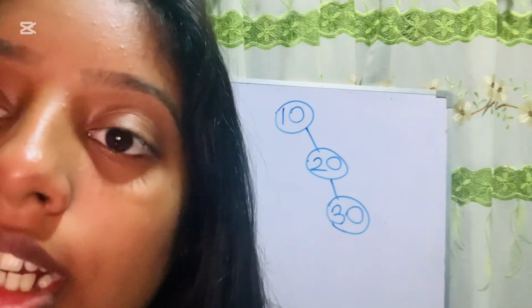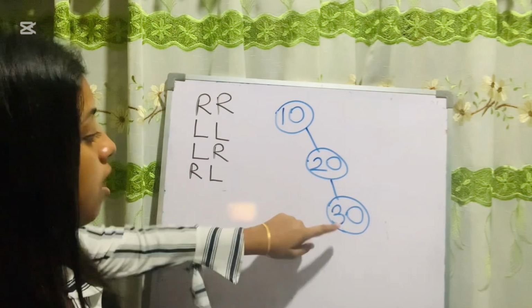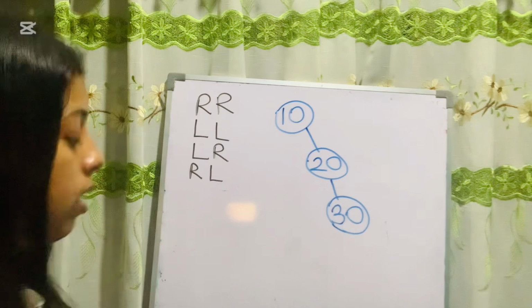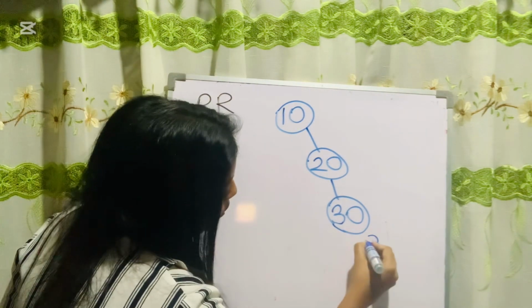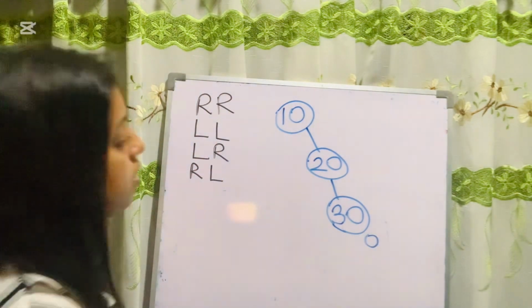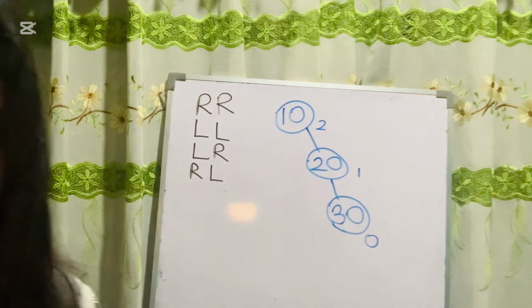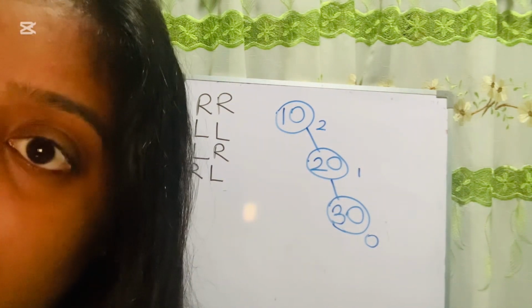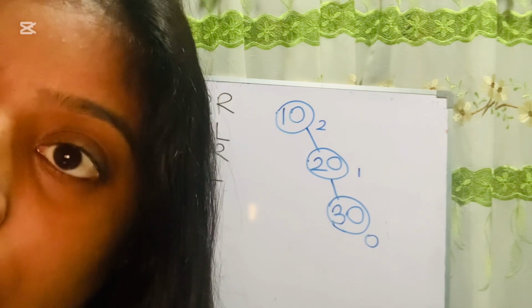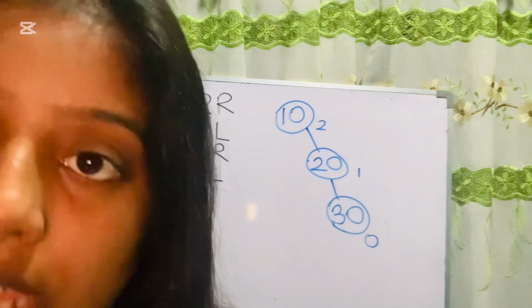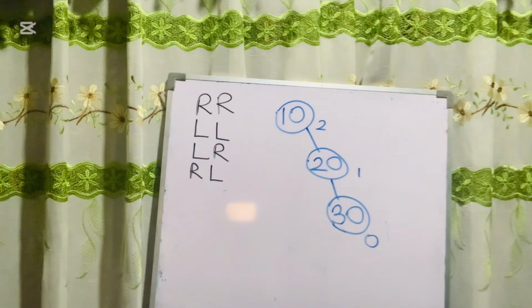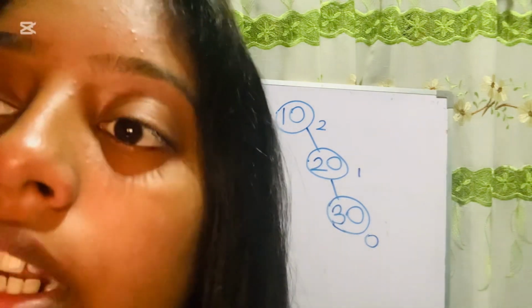Now you know how we can get a balance factor. This number 3 is a leaf node, so its balance factor is 0. Number 20 balance factor is 1, and 10 balance factor is 2. Then you can identify whether this is an AVL tree or not. This is not an AVL tree because the root node balance factor is greater than 1.